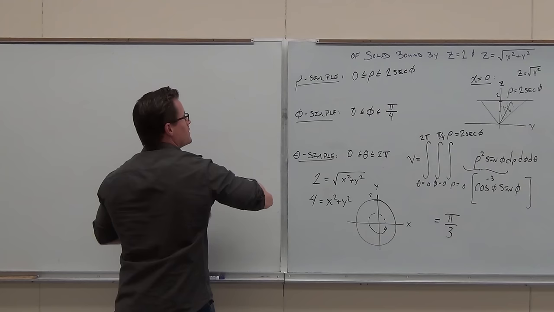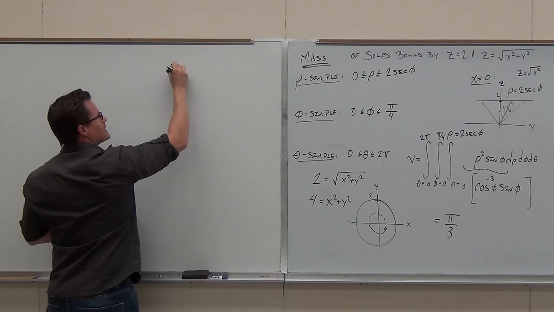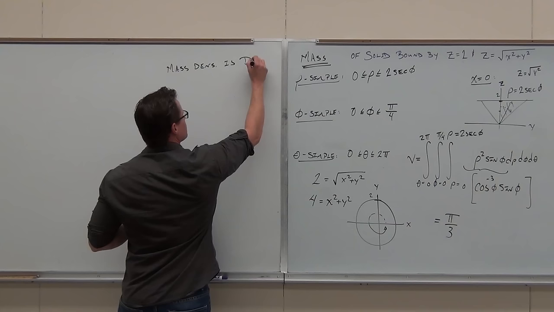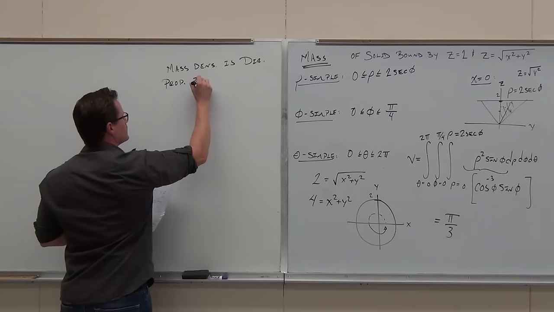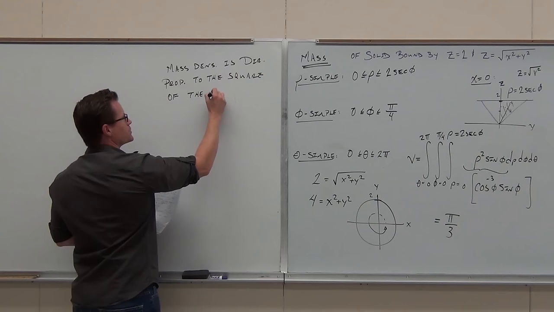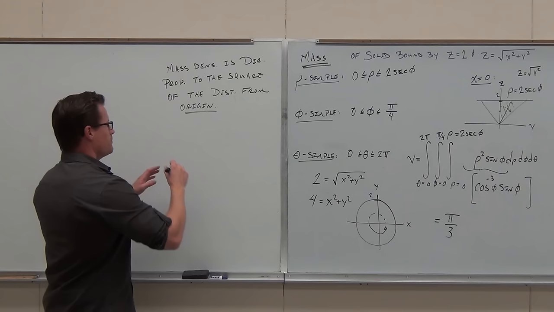Volume? No. Mass. Where the mass density is directly proportional to the square of the distance from the origin. Sorry about the shorthand, I need to go through this real quick. Square of the distance from the origin. Okay, hang on. Mass density.